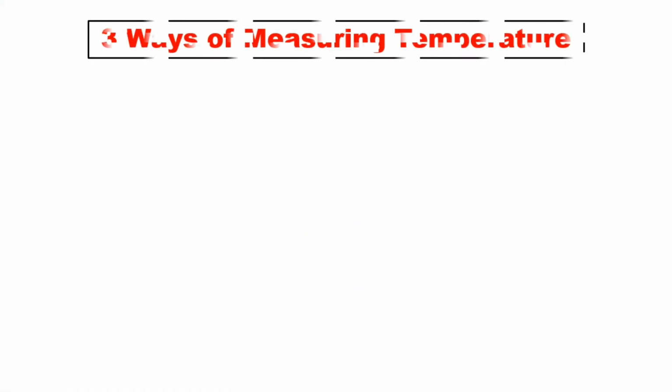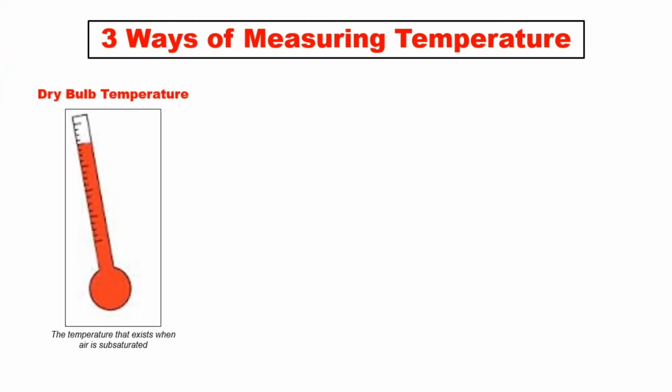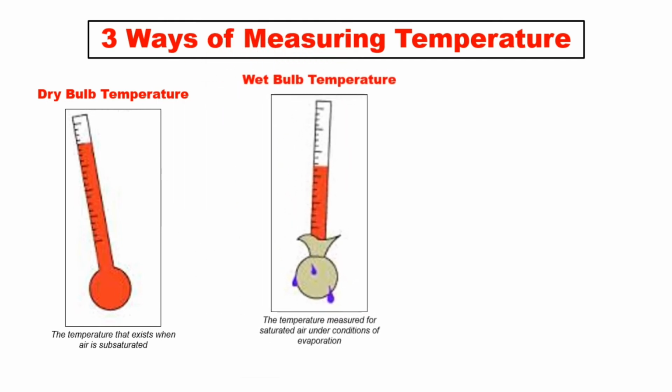There are three important ways of measuring temperature. First is the dry bulb temperature, or the regular temperature. It is a temperature that exists when air is subsaturated. One can think of it as dry air, where the relative humidity is 100% around the mercury bulb of a common thermometer. The second is the wet bulb temperature.